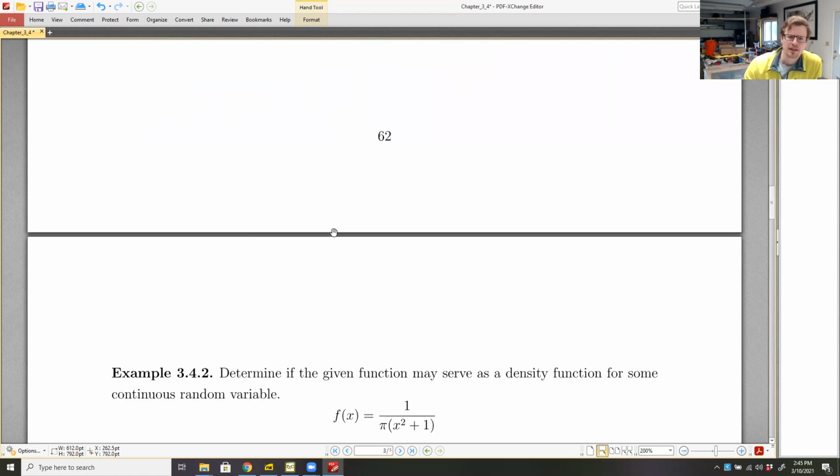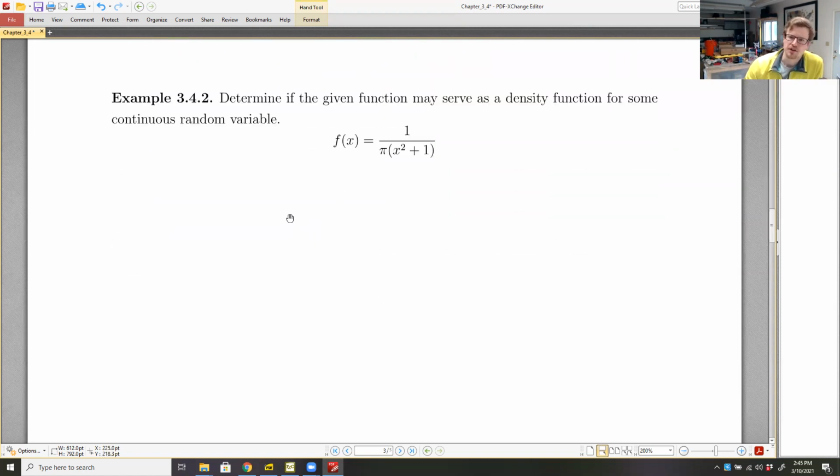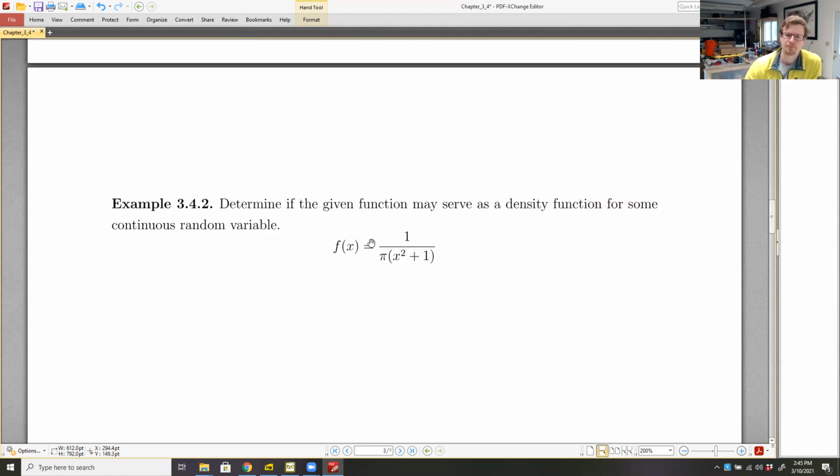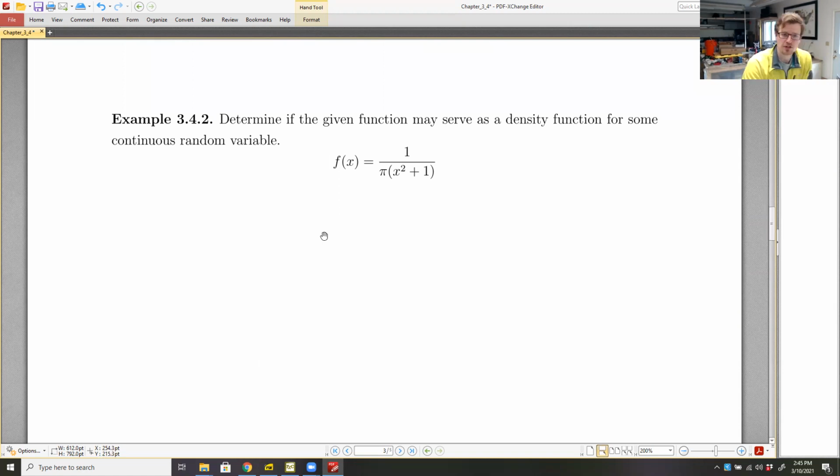All right, so let's check whether this function can serve as a probability density function for some continuous random variable. All that requires is referring back to the previous theorem and asking: is it non-negative, and does the integral equal 1? I chose an awesome function here that is actually defined for all real numbers, so we actually have to integrate over the entire real line.